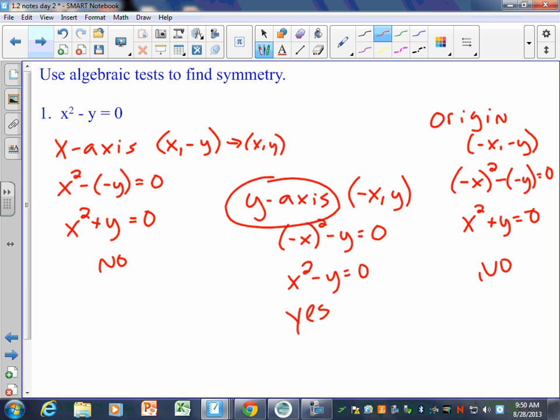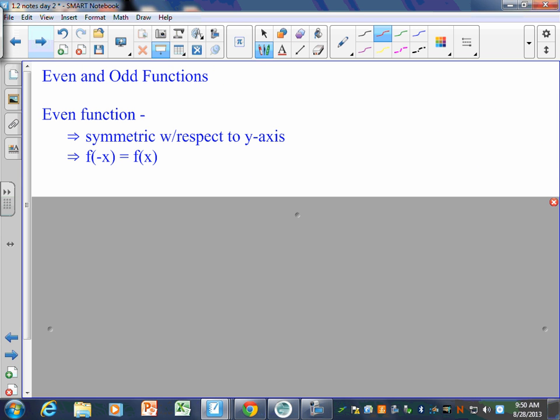What else can we talk about today with functions? We can talk about even and odd functions. And again, we can define these with symmetry. So an even function is symmetric with respect to the y-axis. So think about the x changes, the y stays the same. And that's what they say here. If you plug in negative x, it's the same thing as when you plug in x.